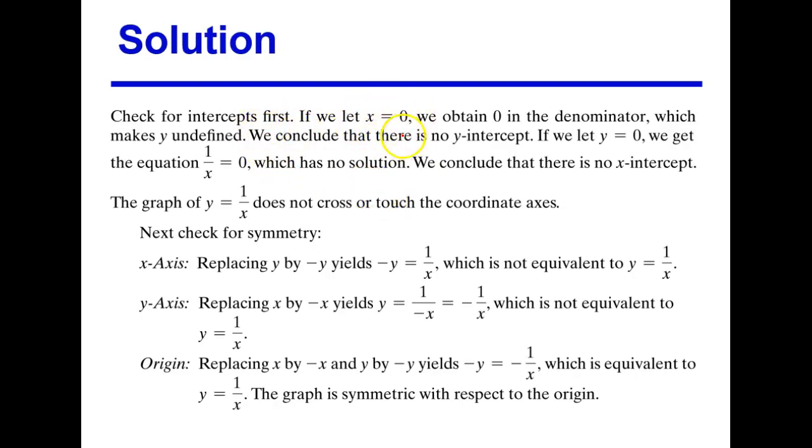If we have x equals 0, we have a 0 in the denominator, so I know that that's not going to actually happen. So then I let y equal 0, so I know that that has no solution, so there are no intercepts. Okay, so I know that this graph does not cross or touch any of my axes. Now I can check for symmetry by replacing my y's and my x's by negatives and seeing where it's symmetric. So I see that it is not symmetric over the x-axis, it is not symmetric over the y-axis, but it is symmetric over the origin.